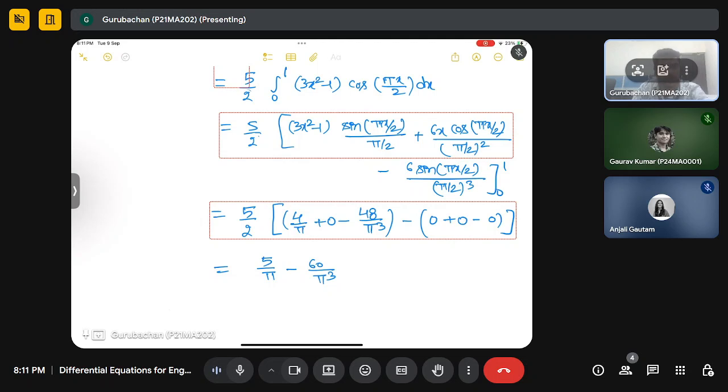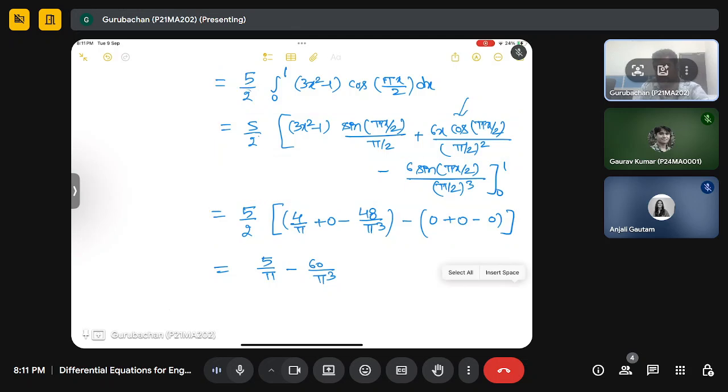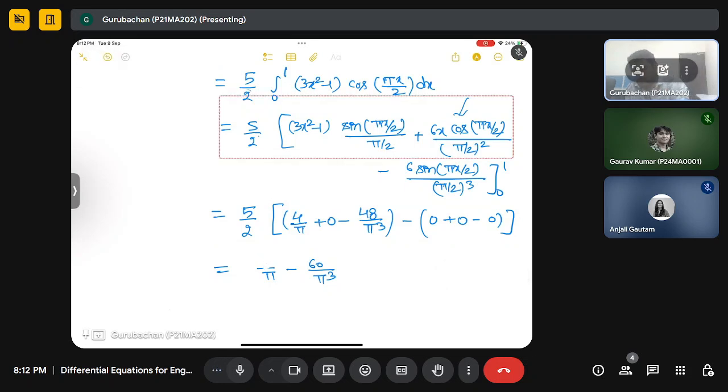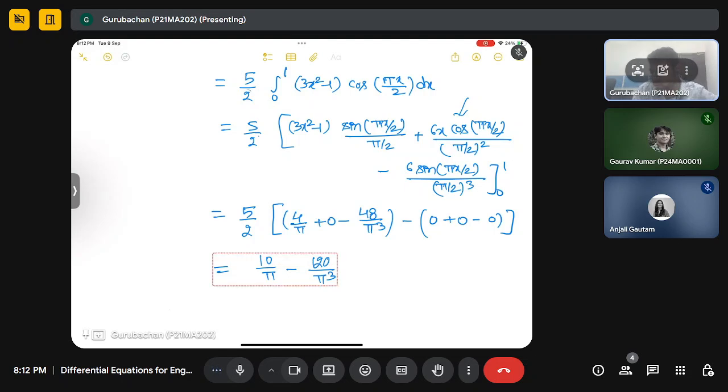When you substitute 0, sine 0 is 0, here it is a factor of x, and here it is again 0. So you have to multiply with this pi by 2. This will give you 10 by pi, and when you divide this with this, 24, that means 120. There will be a factor of 2 more here, so 120 by pi cube.